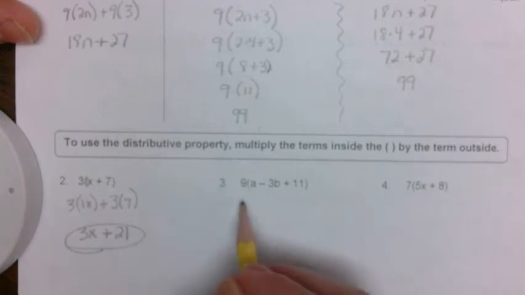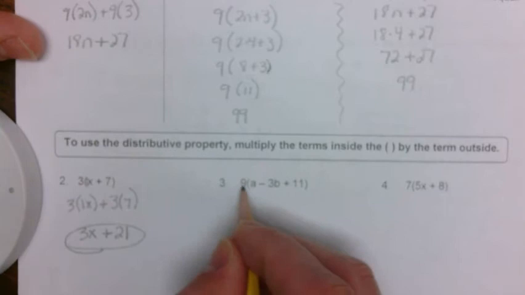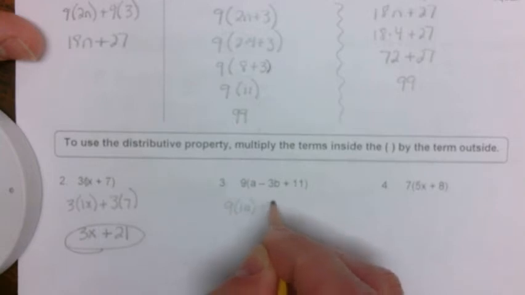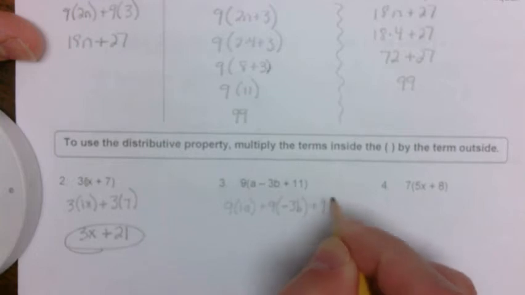In example 3, notice that there are 3 terms in the parentheses. The 9 is going to multiply each one of those. So we're going to have 9 times a, which is the same as 1a. Then again, this 9 is positive, so we're going to write plus 9 times. The middle term is a negative 3b. So I'm going to put negative 3b times 9 there. And then again, positive 9, so plus 9 times, that's a positive 11.